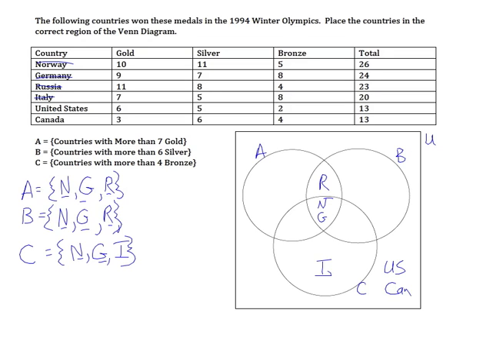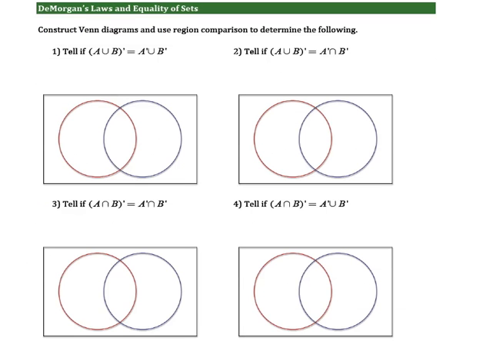Alright, let's move on. Next we're going to talk about De Morgan's laws and equality of sets. So De Morgan made some very good theories about logic, and a lot of set theory deals with logic. So we're going to use Venn diagrams and region comparison to determine the following. So these are for any general sets A and B. Okay, so we don't really know what's in the sets, we just know they're sets A and B.